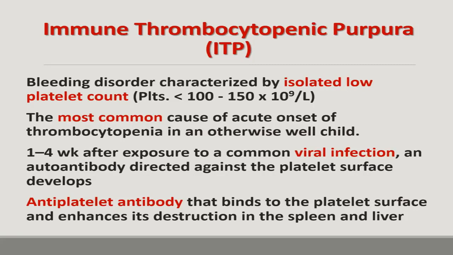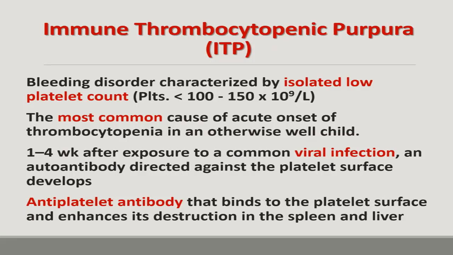We start with immune thrombocytopenia. It is the most common cause of thrombocytopenia in children. It is characterized by isolated low platelet count. Normally, the platelet count is 100 to 150,000 per cubic milliliter. This is the lowest normal. The upper is 450,000 per cubic milliliter. As we said, it is the most common cause of acute onset of thrombocytopenia in an otherwise well child.